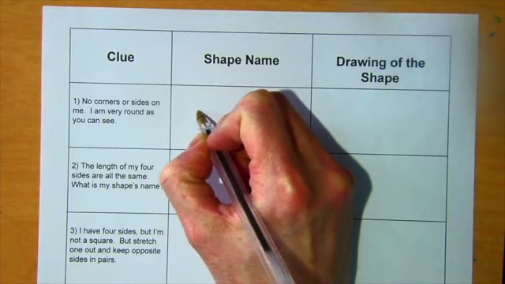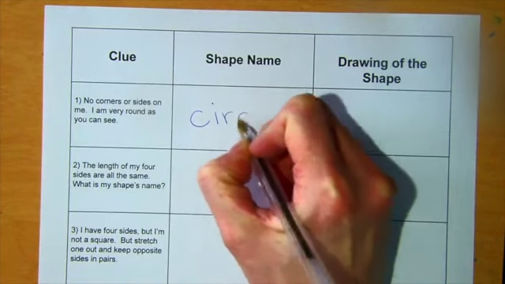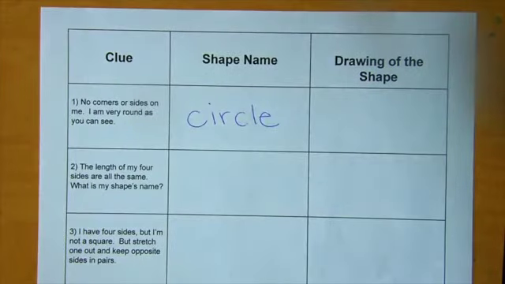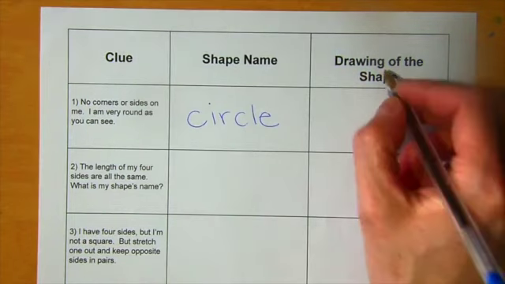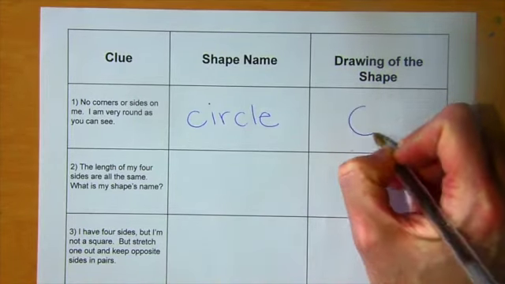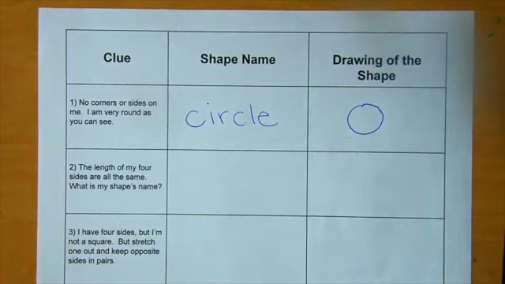A circle. We're going to write circle. And it sounds like it starts with an S, but it doesn't. It's a C. Circle. C-I-R-C-L-E. And then the next spot says draw it. It doesn't have to be perfect, but draw a circle. Mine's a little bit ovalish, but pretty good circle.